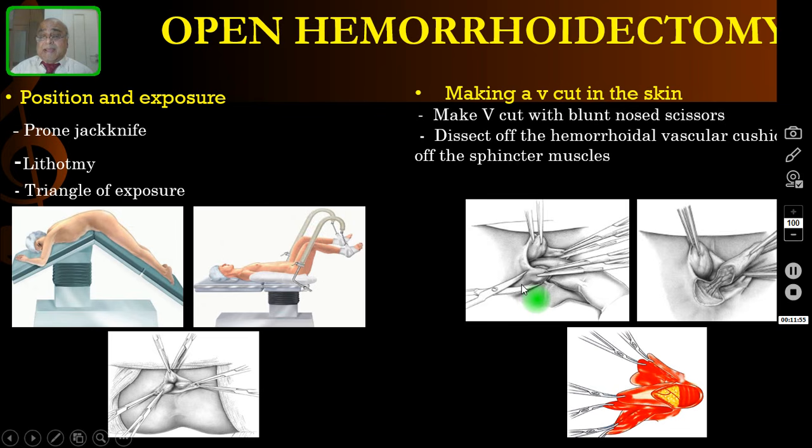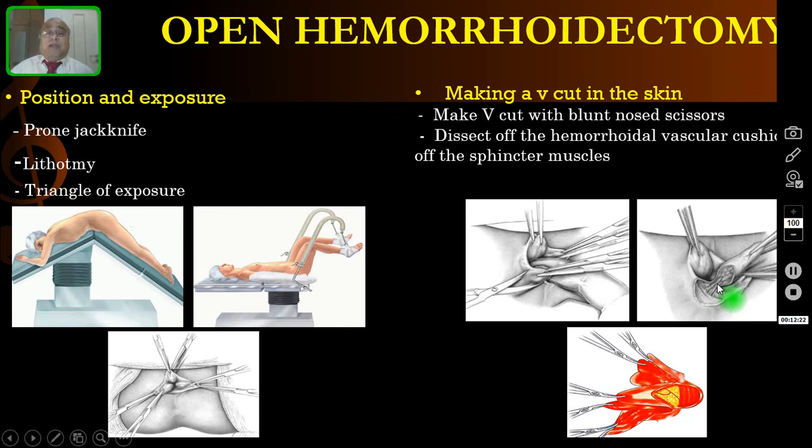So you have to make a cut here, and then slowly you have to dissect off this hemorrhoidal plexus from the underlying internal and external anal sphincter. The internal anal sphincter, you can see it as a white layer, whereas the external sphincter, which is deep, is pink in color. So you should not injure either of these sphincters. You have to be very, very careful.